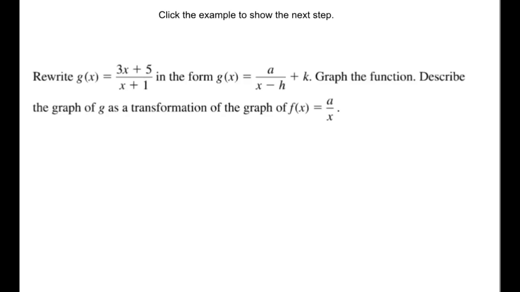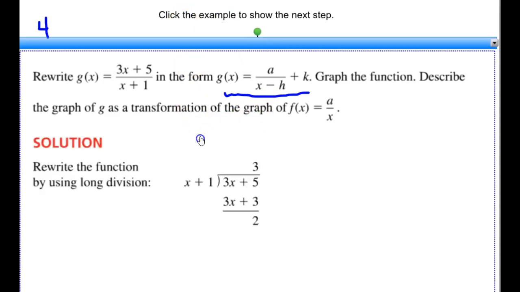So now we're going to look at example number 4. So I'm supposed to rewrite g of x equals 3x plus 5 over x plus 1 into this form, right? So this I can use my transformations on, and then graph the functions. And then I'm supposed to describe the graph g as a transformation of that graph, right? And here we are with our transformations again.